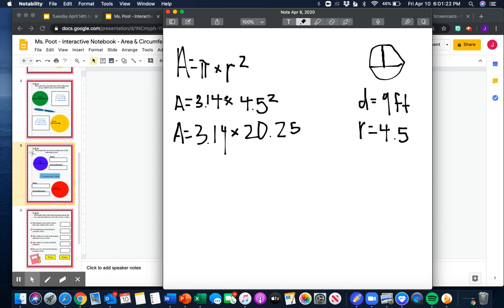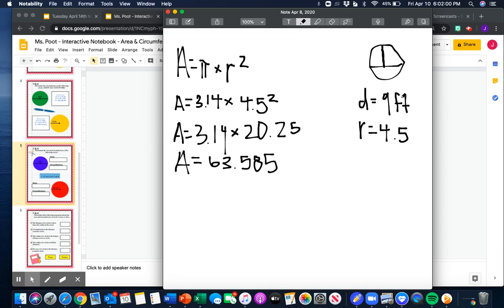Remember, PEMDAS. Parentheses? Nope. Exponents? Yes, I already did it. The next one is M, multiply. That's exactly what we're going to do. We're going to take 20.25 and multiply it by 3.14. Now go ahead and do the work. I already did my work. My answer is 63.585.